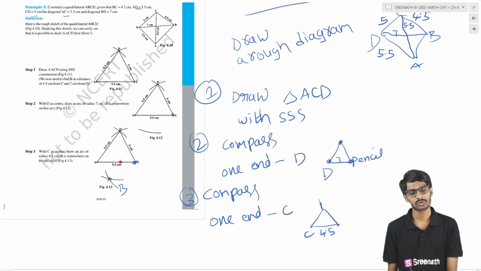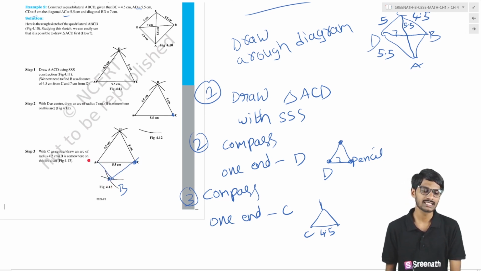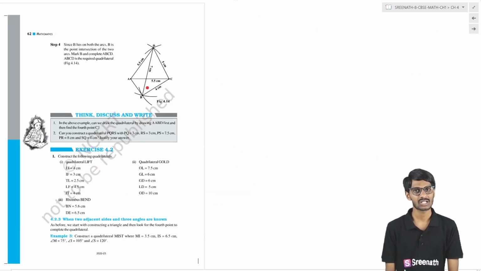After that you have to draw line segments from this point, from B to C and B to A. So finally our quadrilateral is constructed. So in this way we can construct the quadrilateral, students.